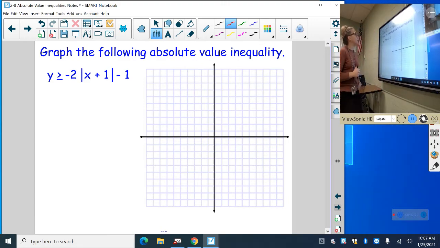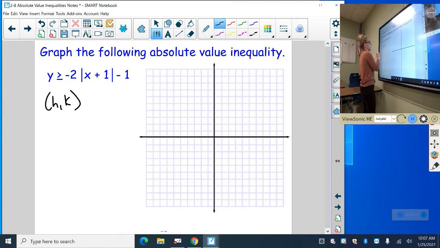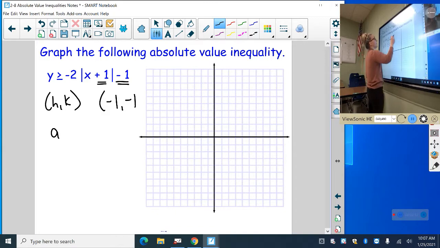All right. Graph the following absolute value inequality. So we're going to do the same thing we did with absolute value equations, except now we're doing solid line, dotted line, and we're adding the shading. Because it's not equal to, it's an inequality. It's greater than or equal to. So we're doing the same thing. Instead of making an XY table, we're just going to use our HK, and we're going to use our A value. So here, my HK is -1, -1. If you remember, use the opposite sign. -1, -1, and my A value is -2.